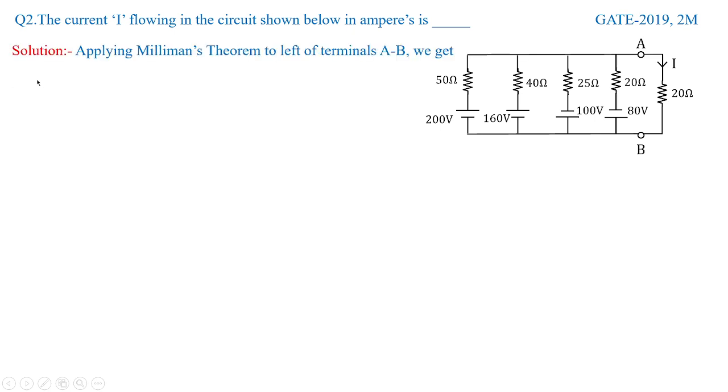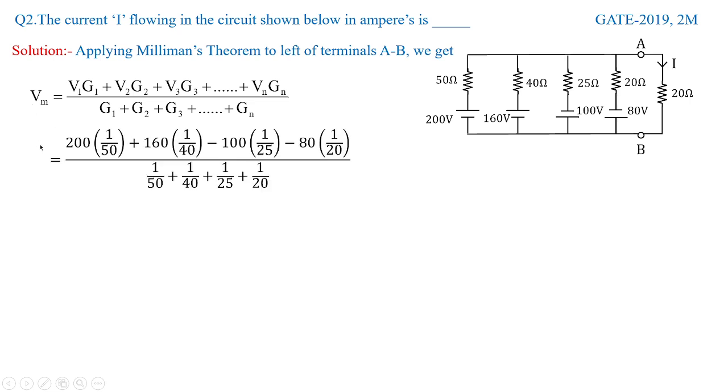For that, when we apply Milliman's theorem to the left of AB, we get Vm. See here, you have 4 parallel combinations of voltage in series with resistors. So V1 will be 200, V2 will be 160, V3 would be minus 100 and V4 would be minus 80. And for the resistors, the conductances are obtained as 1 by 50, 1 by 40, 1 by 25 and 1 by 20 respectively.